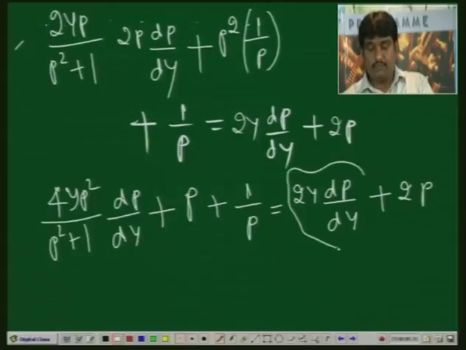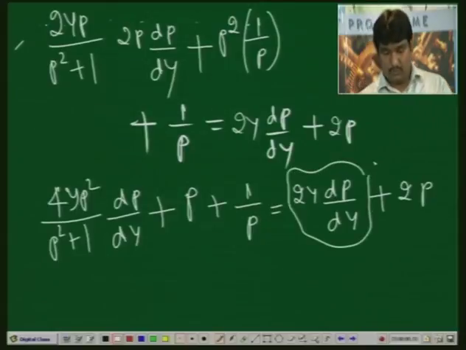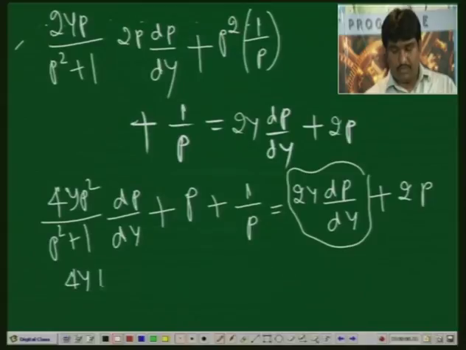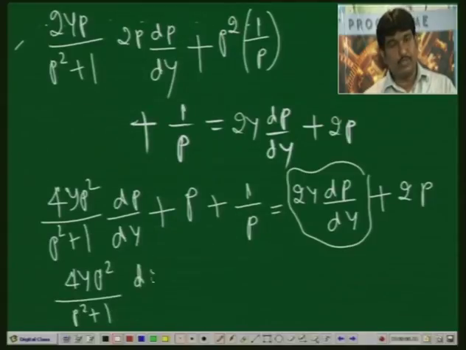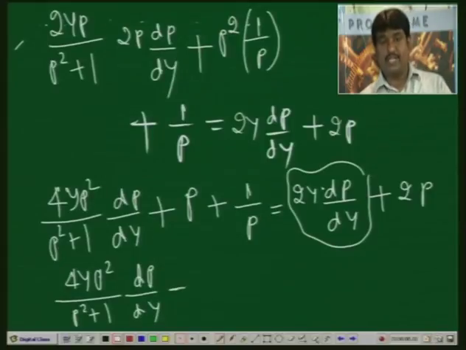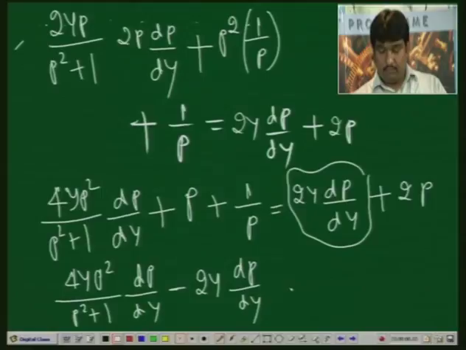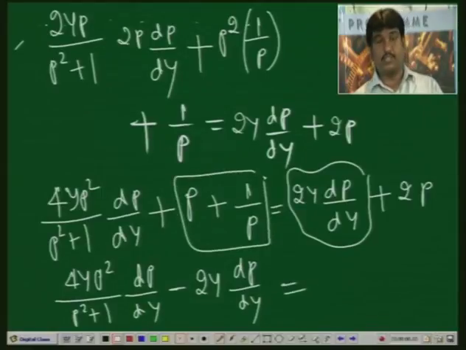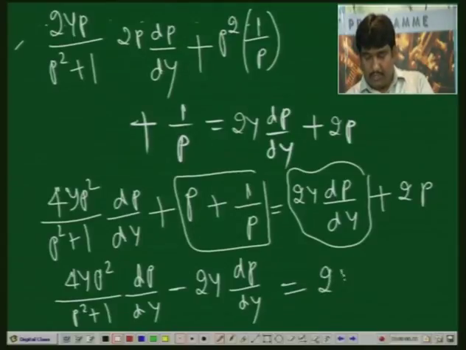Now, I will shift this term to LHS, which makes it 4y p square divided by p square plus 1 into dp by dy, minus, when you transfer this to LHS, 2y into dp by dy, equals, shifting these two terms to RHS, p plus 1 by p to RHS, we get 2p minus p minus 1 by p.